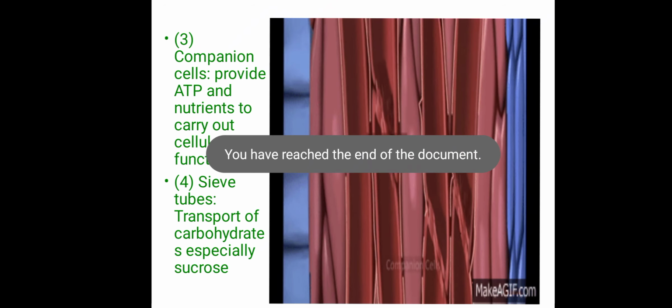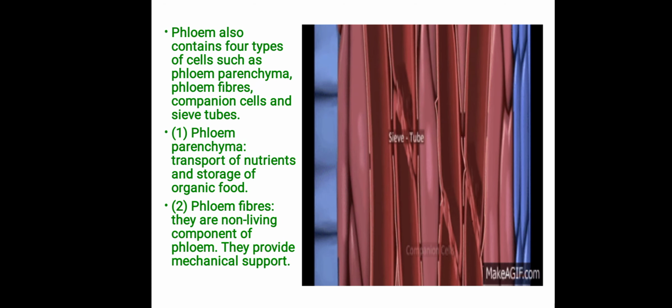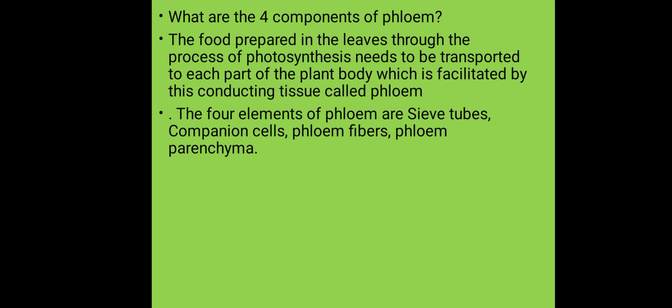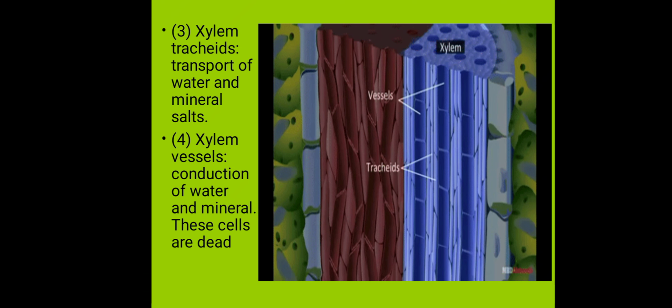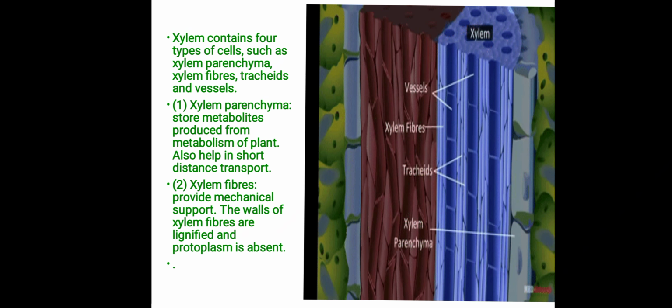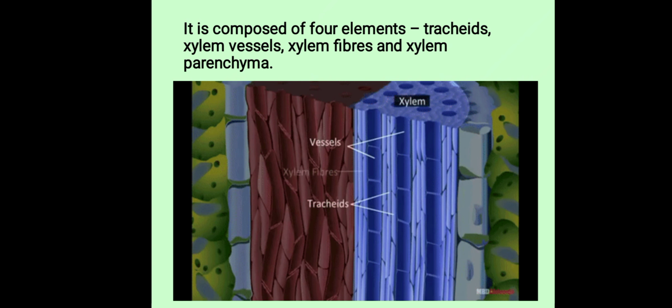So this is all we'll be learning for today. Today we have learned about the 4 components of phloem and their functions, that it consists of phloem parenchyma, phloem fibers, companion cells, and sieve tubes. We have also come to know about the different components of xylem and their functions: xylem parenchyma, xylem fibers, tracheids, and vessels. So, class, this is all we'll be learning for today.